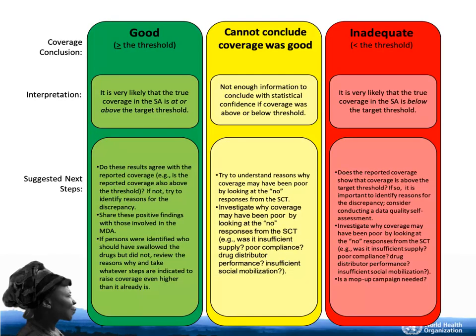Looking at these decision rules closer, we can see the interpretations for our coverage conclusions. Good coverage indicates that it is very likely, about 9 times out of 10, that the coverage in the supervision area is above the threshold. Inadequate coverage indicates that it is very unlikely, about 9 times out of 10, that the coverage in the supervision area is actually below the threshold. Cannot conclude that coverage is good, our third option, means that when the number covered falls within this range, we cannot conclude if coverage is above or below the threshold, but it is assumed that it is likely consistent with or close to the threshold level.